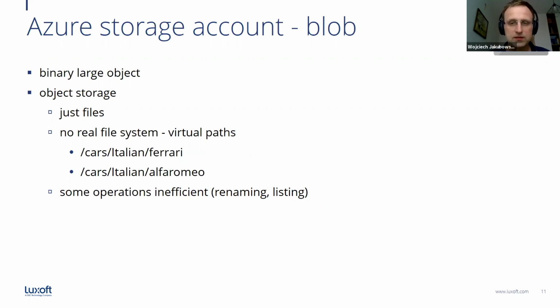And because of that, some of the operations that you want to do on these files, like renaming or listing the files, are slow. For instance, listing all the files from one virtual folder requires scanning through all the files in a container to figure out which virtual paths match. Also, renaming one folder requires renaming all the files in that folder, and that can be thousands of files. So it's not super efficient.